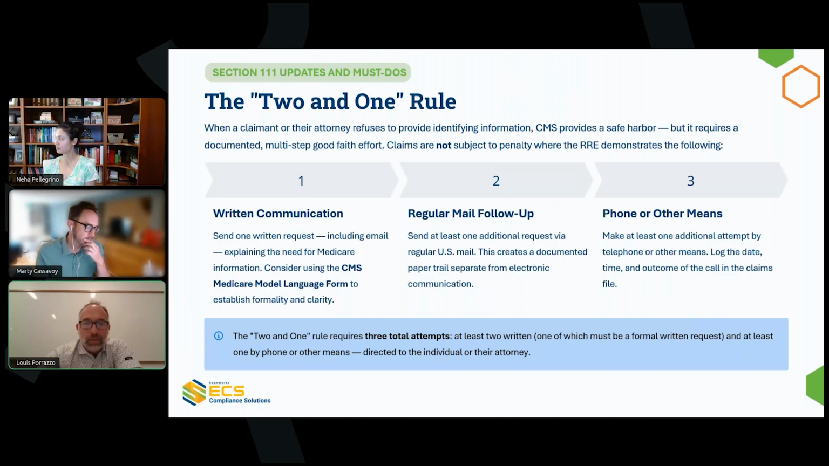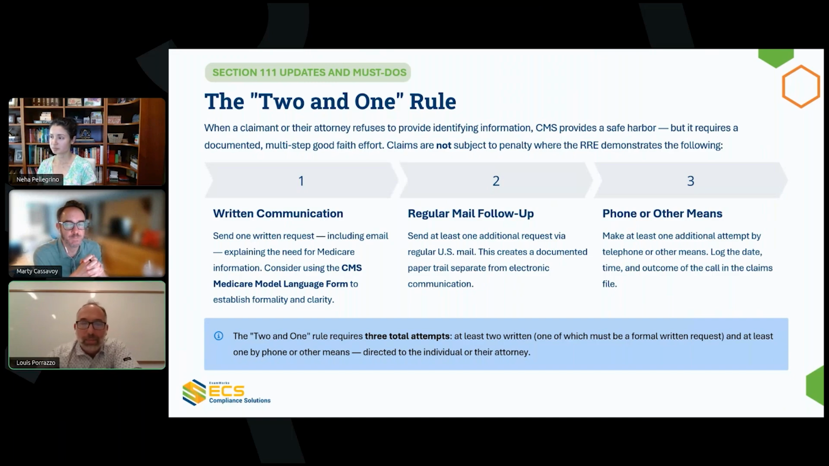As Neha mentioned, you should consider the Medicare model language form to establish that formality and clarity, the limited scope of why you're asking for such personal information. Number 2, you have to ask at least 1 time through regular U.S. mail. This creates a documented paper trail separate from just that electronic communication. So that's twice. I've now asked for that twice.